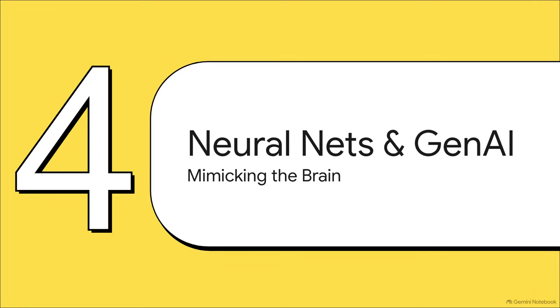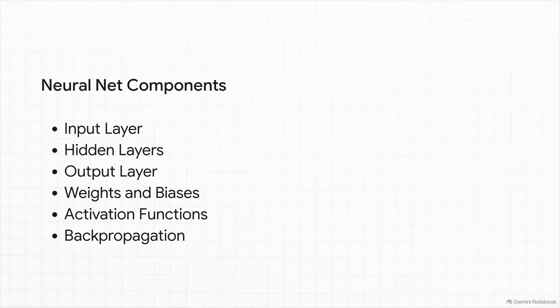Section 4, Neural Networks and Gen AI. This is all about mimicking the human brain to create. We are moving into truly cutting-edge territory now. Artificial neural networks built with frameworks like TensorFlow actually mimic biological neurons. They use weights, biases, and a fascinating process called backpropagation to continuously fine-tune and reduce prediction errors.